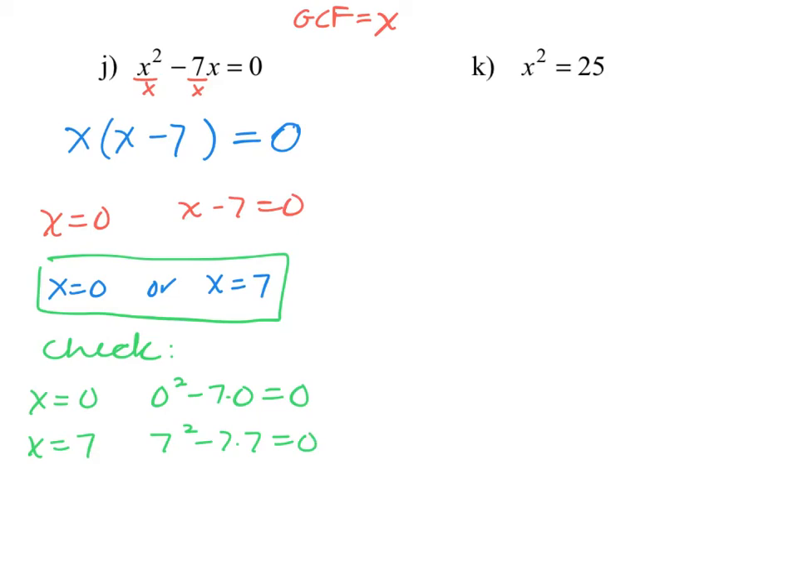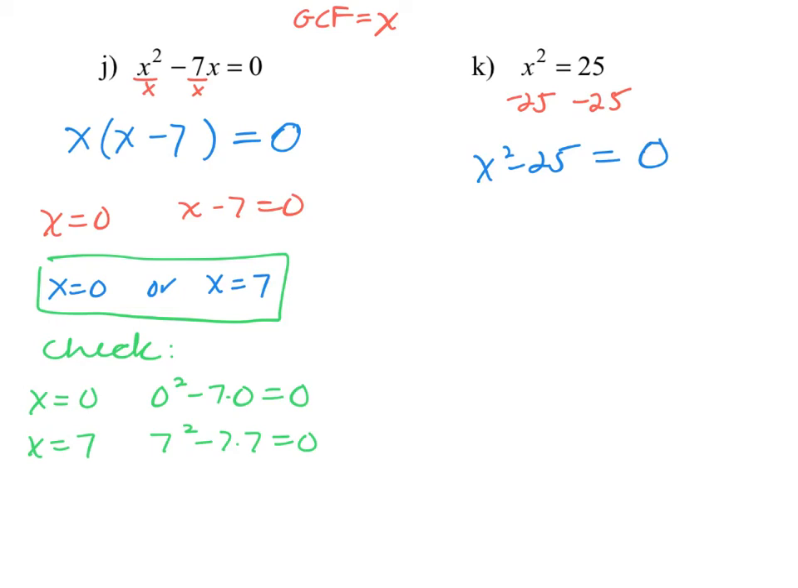Now in example K, we have x squared equals 25. We cannot apply the zero factor property because we don't have a 0 in the original equation. So we've got to do some modifying here. We can subtract 25 from both sides of the equation, and we get x squared minus 25 on the left is equal to 0.